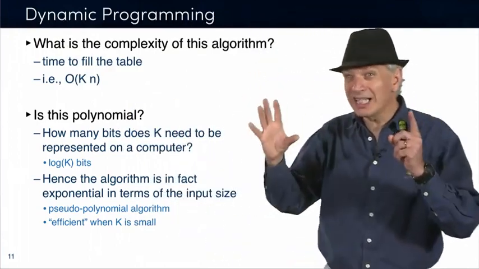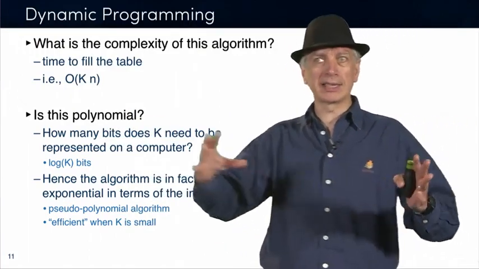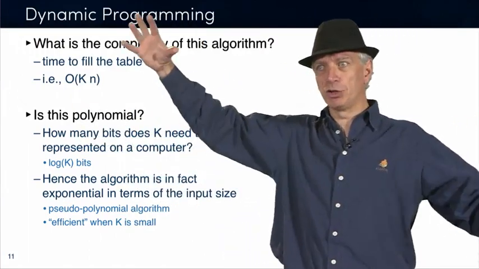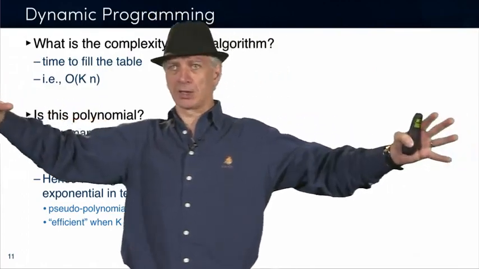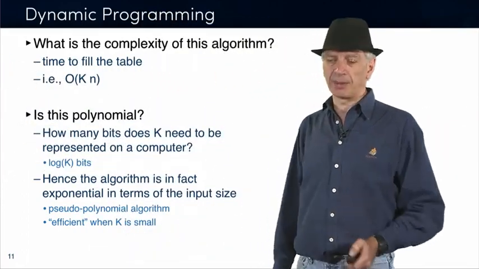Can you guess what the issues are? Remember, what we are computing is this table. If capital K is huge, this table is going to get bigger and bigger. And that's one of the problems that you have with dynamic programming.